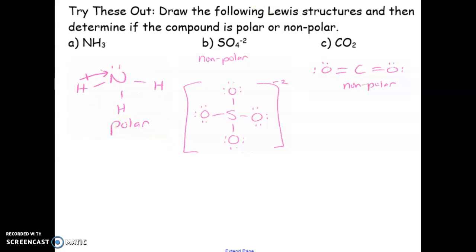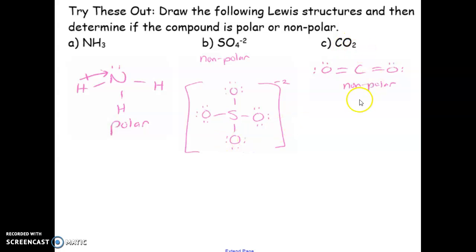Okay, for the next one, you should have sulfur with 4 oxygens, and actually all the oxygens have their full octet. Because this is an ion, you should have brackets with the charge in the corner. And this is actually non-polar because sulfur has no lone pairs, and every element bonded to sulfur is exactly the same. They're all oxygens.